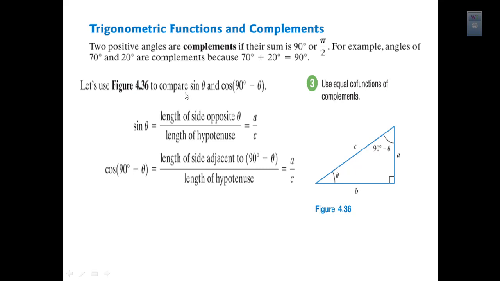So the sine of one angle is equal to the cosine of its complement. I'll figure out a way to say that in just a second. The sine of an angle is equal to the cosine of that angle's complement. That's the best way to say it.